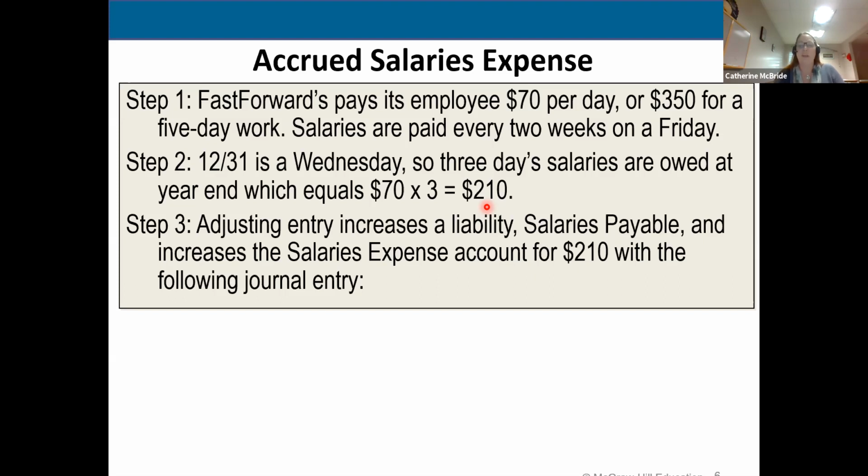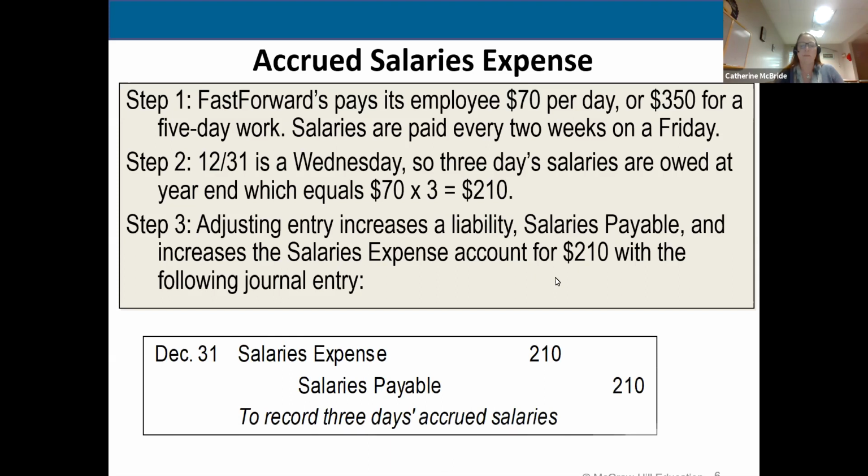So our adjusting entry is going to record salary expense and salaries payable. So we're going to increase the expense with a debit. When we increase an expense, we debit it. We're going to increase the liability for salaries because we're going to have to pay that in the next month. When we increase a liability, we credit it.